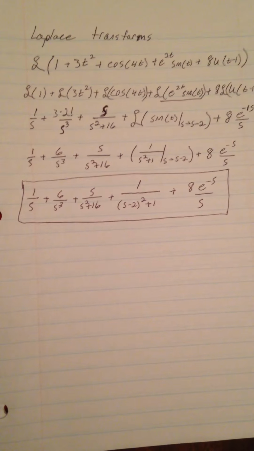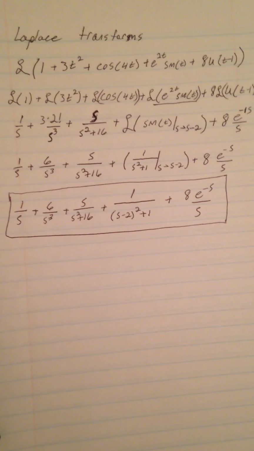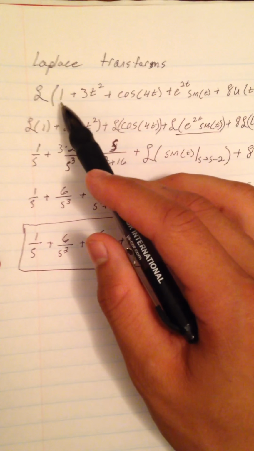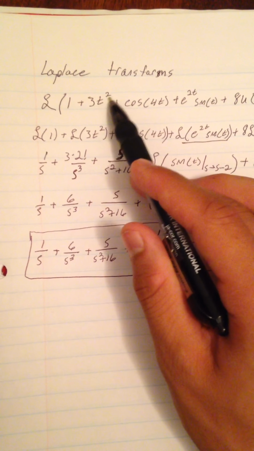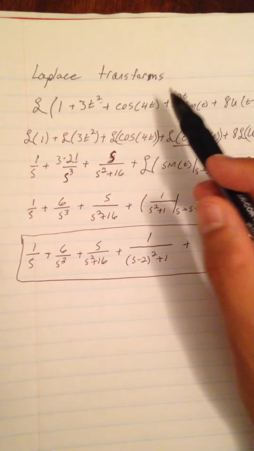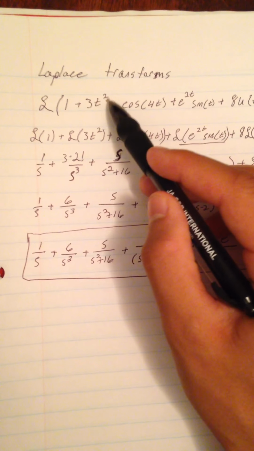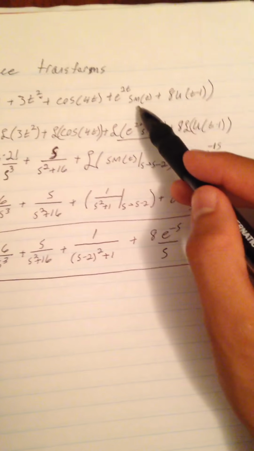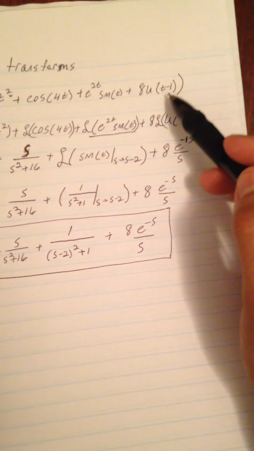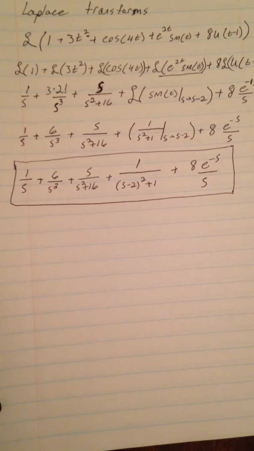So those are a bunch of different Laplace transforms that you could take. Go from the basic one, to one with a t to a root, or an exponential term, cosine term, and then you have a translation term with a sine function and then a unit step function. So that's a very broad aspect of the Laplace transforms.